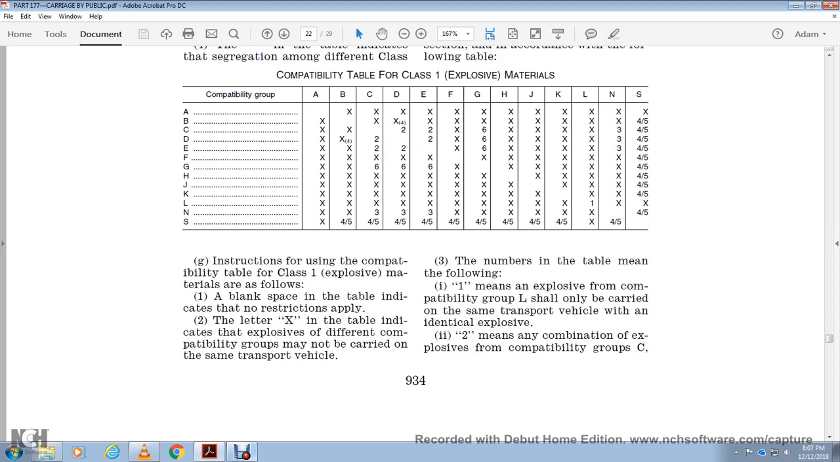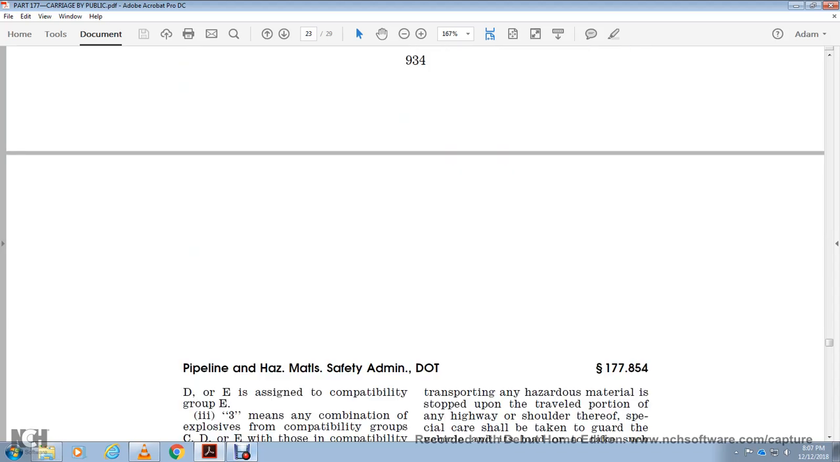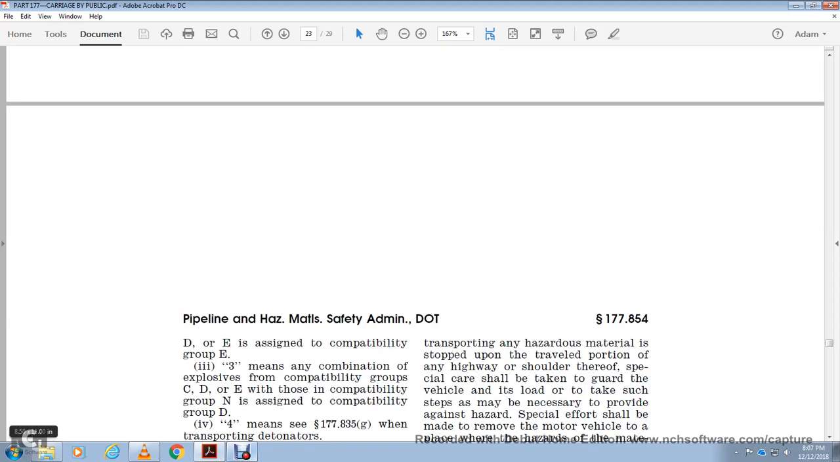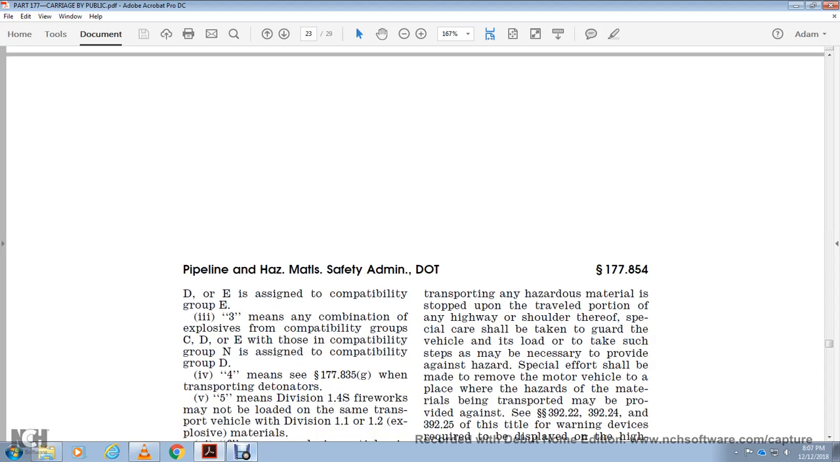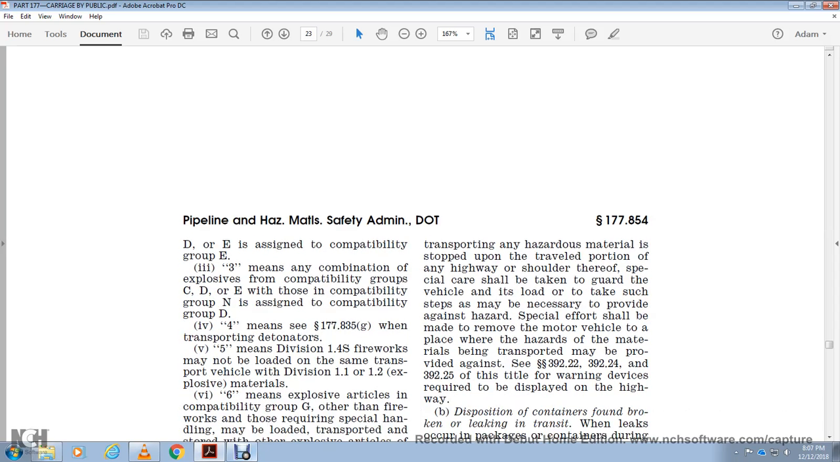2 means any combination of explosives compatible with group C, D, or E assigned by the compatibility group. 3 means any combination of explosives compatible with group C, D, or E, or with group N. 4 means 177.835(g) applies when it is transport-designated. 5 means Division 1.4 fireworks may not be loaded in the same transport vehicle with Division 1.1 or 1.2 materials.